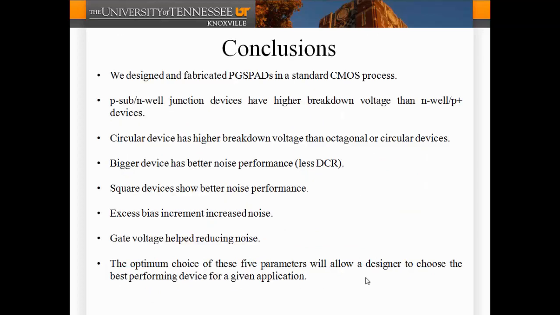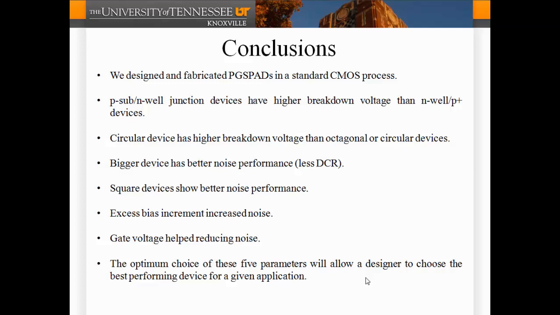So, in conclusion, we designed and fabricated perimeter gated SPADs in a standard CMOS process, and we characterized the devices to study the junction breakdown and dark count rate. We have observed that the circular device shows higher breakdown voltage than the octagonal or square devices. And we also noticed that the bigger devices show slightly better noise performance, or less DCR, than smaller devices.